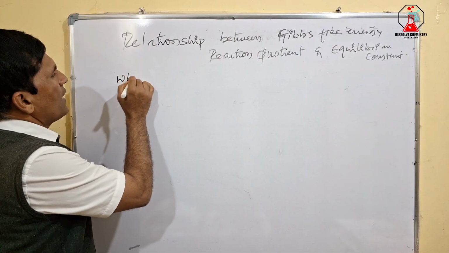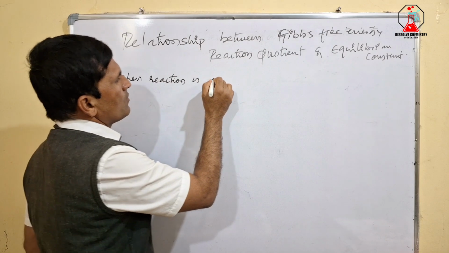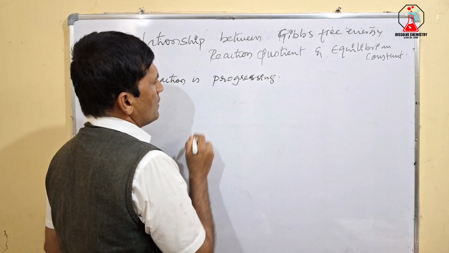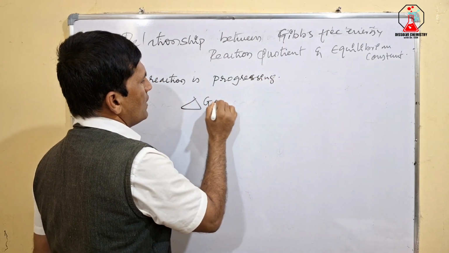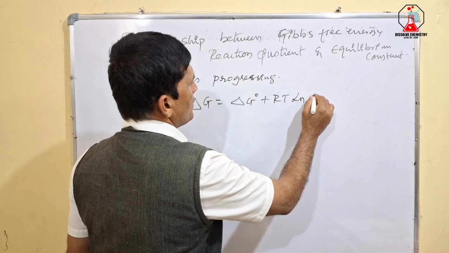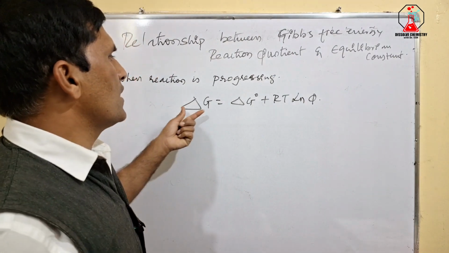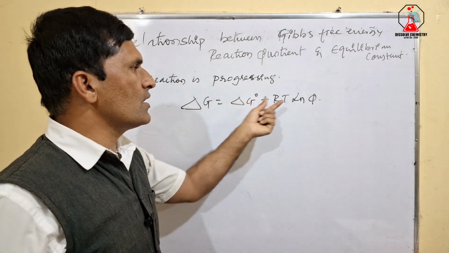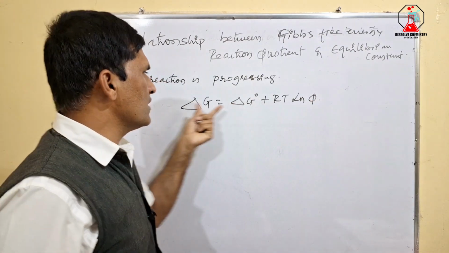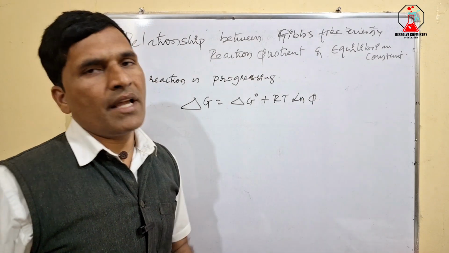Now, when the reaction is progressing, then delta G is given as delta G is equal to delta G naught plus RT ln Q. When the reaction is still progressing and has not attained equilibrium, delta G is given by this equation, where delta G naught is the standard Gibbs free energy change for the given reaction, delta G is the Gibbs free energy, R is the gas constant, T is the constant temperature, and Q is the reaction coefficient.